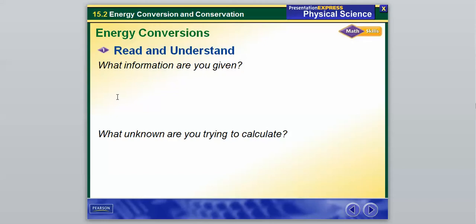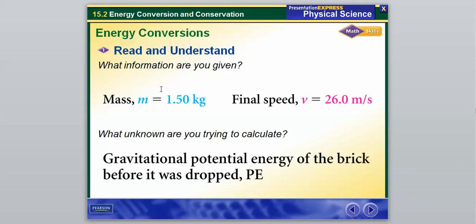So first one, what information are we given? We know that our mass equals 1.50 kilograms, and we know our final speed, our v, equals 26.0 meters per second. Now, we might remember that kinetic energy equals 1/2 mv squared, but if we go back and read, they want to know what the gravitational potential energy of the brick is before it was dropped. They want to know what potential energy is, not kinetic. So we're going to have to figure out what our relationship is between kinetic and potential energy.